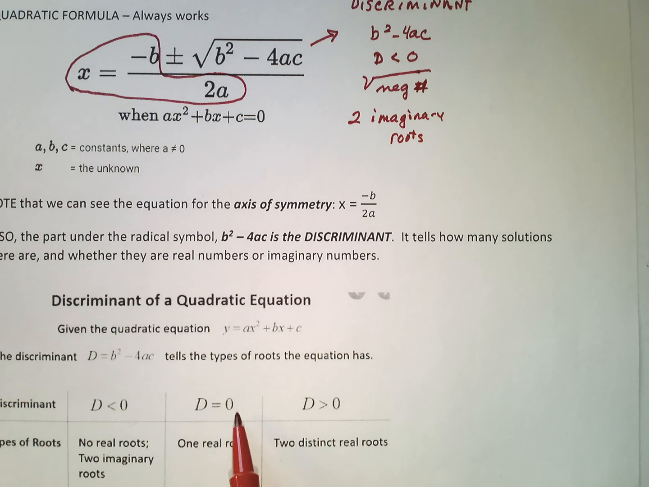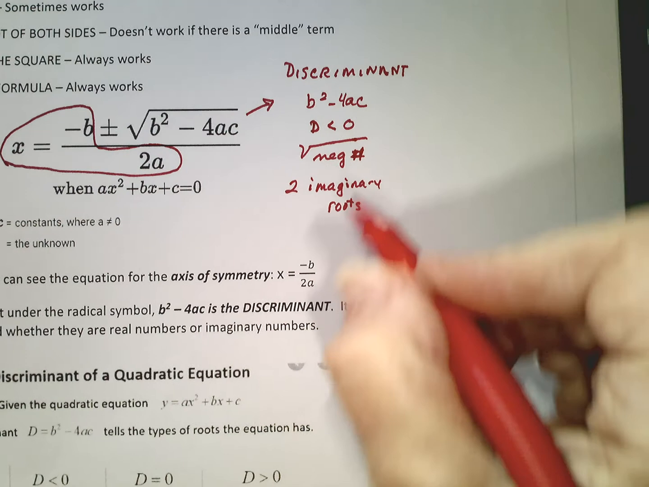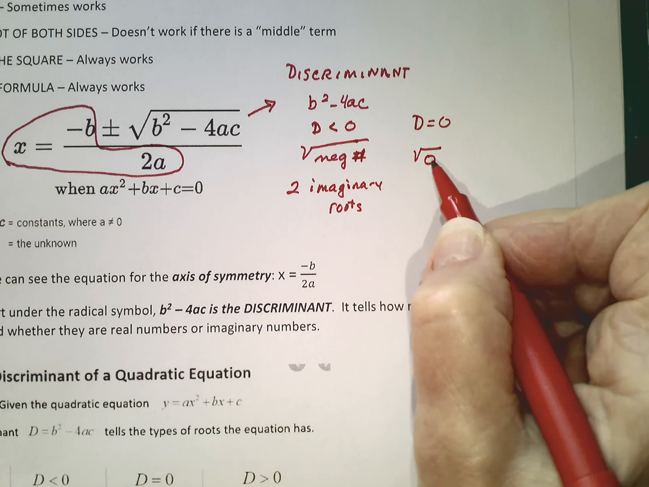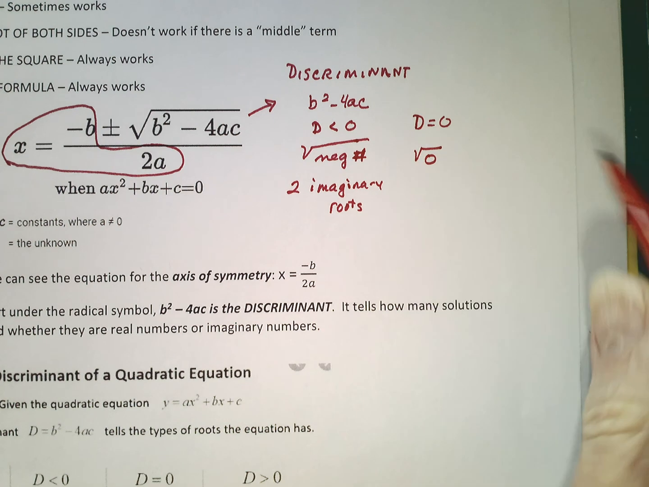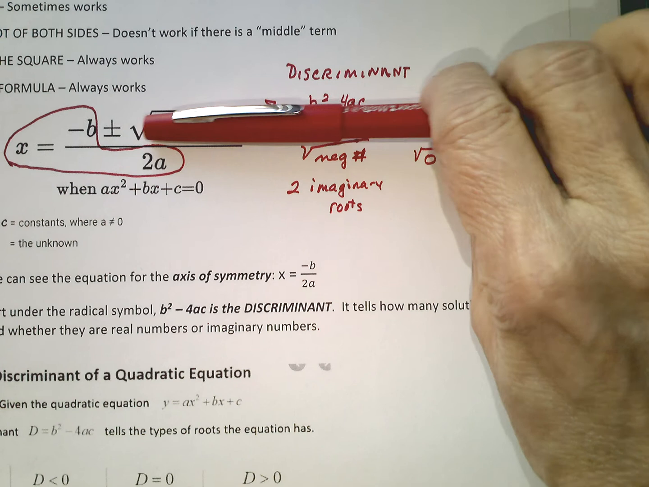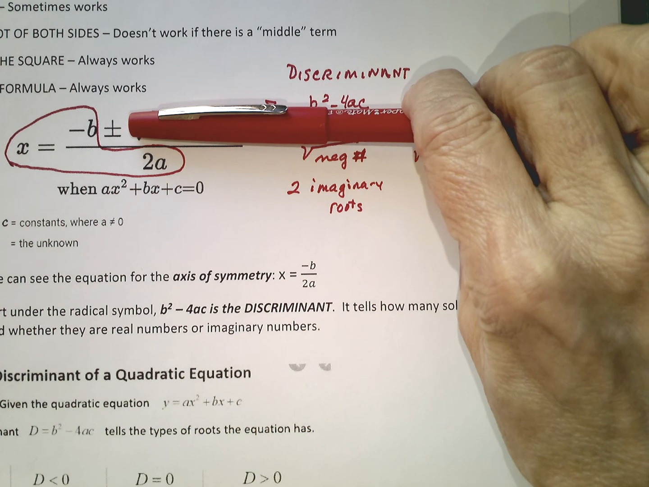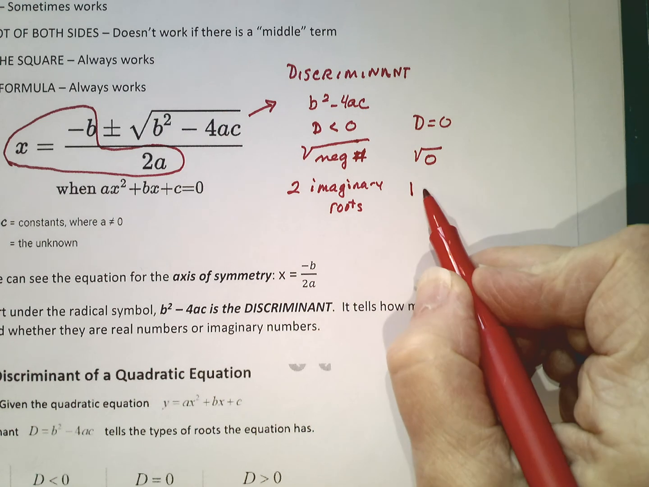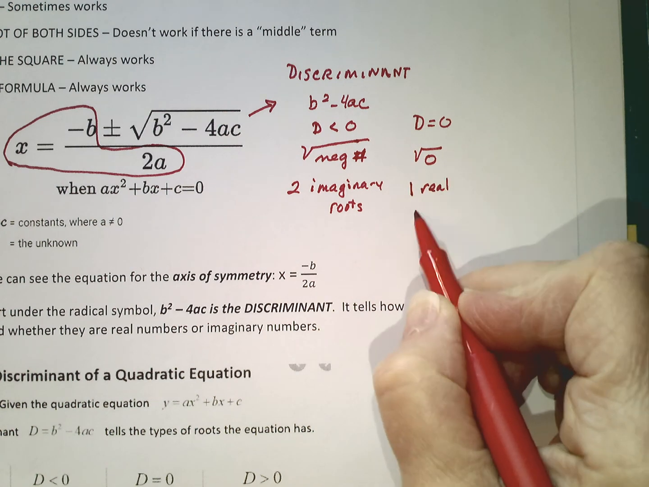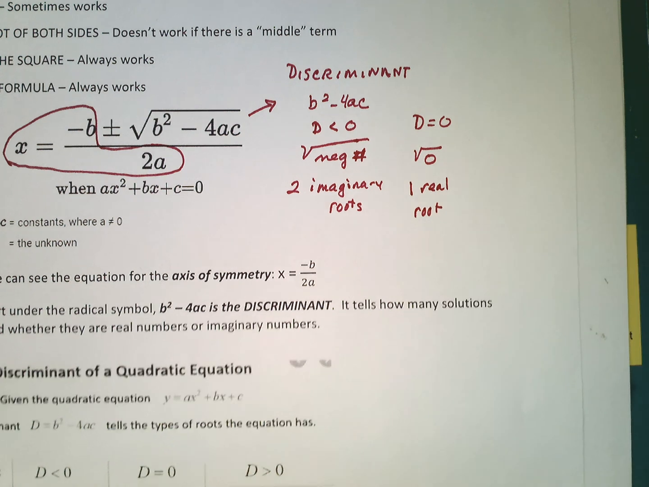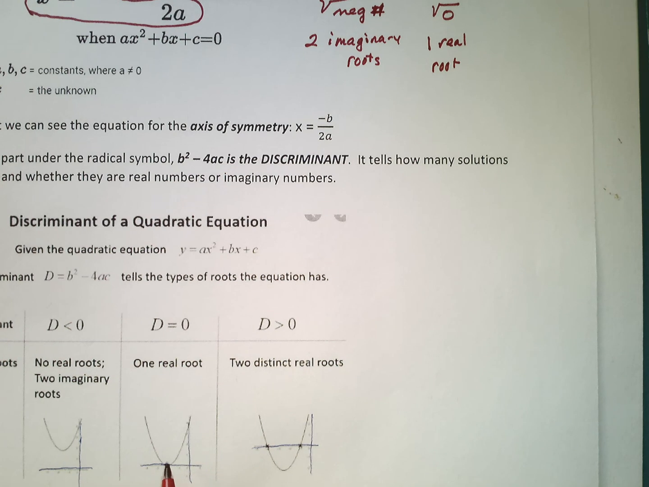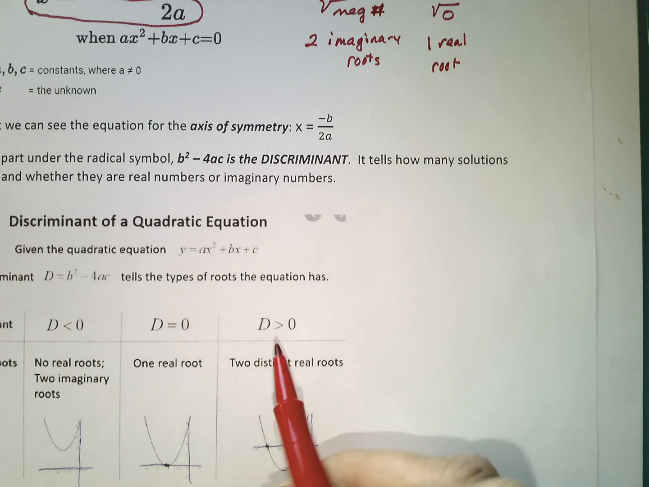If the discriminant turns out to be 0, so that means we're taking the square root of 0. Well, if we're taking the square root of 0, this whole part disappears. We don't have plus or minus anything. So there's just going to be one real root, and the graph will cross the x-axis at just one point. It doesn't actually cross it, it just touches it. They sometimes call this a double root.